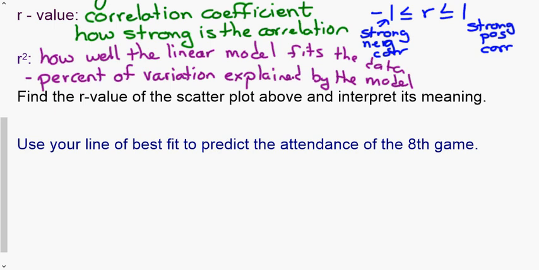R squared is always going to be a positive number, and the closer to 1, the better. If we could get 100%, that would be ideal, but that's not very realistic to get 100% of the variation explained. So again, R squared, the bigger the number, the better. We won't talk much about it, but I just wanted to introduce it because you are going to see it on your calculator screen when you do it.